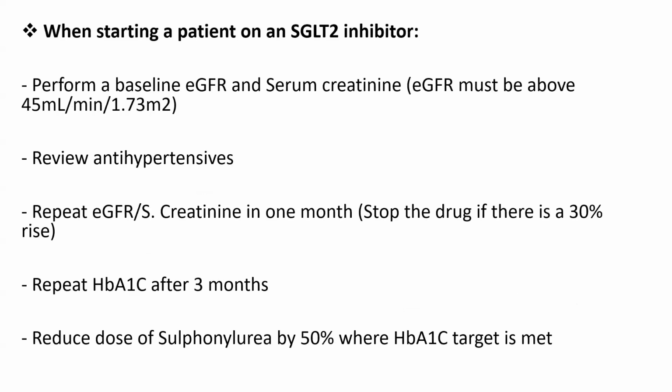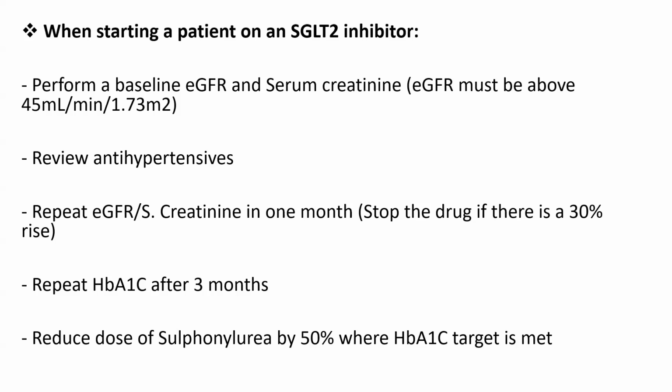So with that in mind, when you start a patient on an SGLT2 inhibitor, there are certain things that you, as a family physician, need to be mindful about. Before you start a patient on an SGLT2 inhibitor, you have to perform a baseline eGFR and a serum creatinine, because eGFR must be above 45, and you need to have a baseline serum creatinine. Why? Because generally, due to its mechanism of action, there will be a drop in the eGFR and the serum creatinine levels in the initial stage. But that is to facilitate the action of the drug. And you have to repeat the eGFR and the serum creatinine in 1 month to see if the drop is drastic, right?